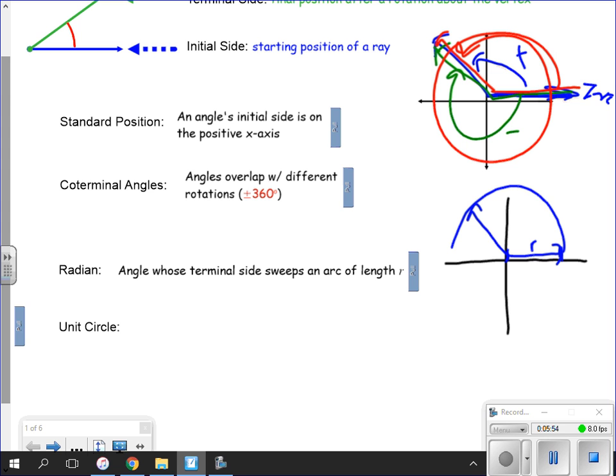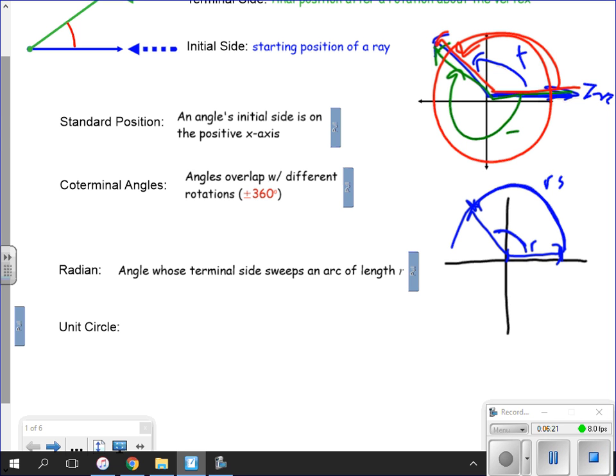Radian measurement is how many r's, what this distance here is, that matches this angle there. How much of a radius goes around? How much of that radius is covered in that arc? That is our radian measurement. The angle measurement is how many radiuses we go around.